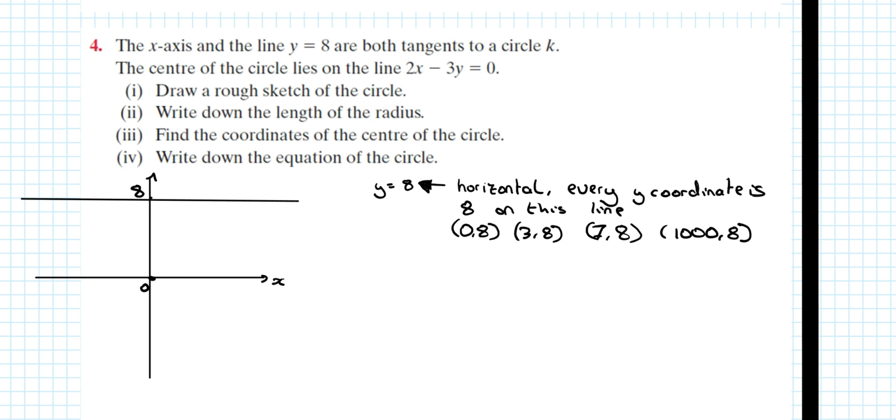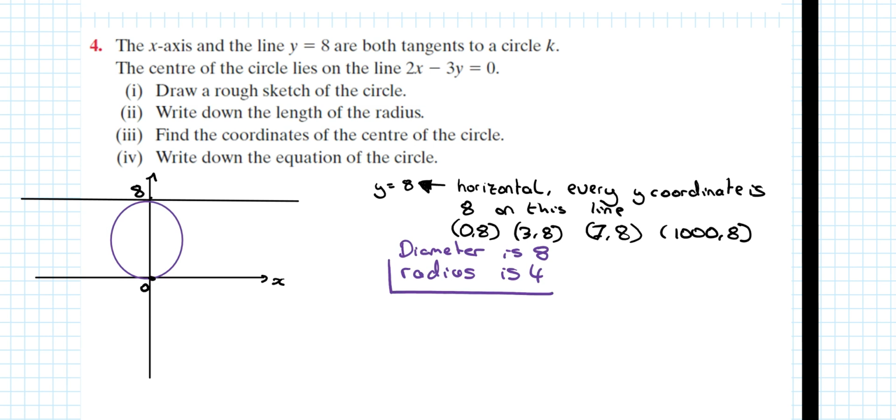Okay, well, if both of those are tangents, that means the circle must fit in somewhere perfectly. It's either perfectly inside there, perfectly inside it there, perfectly inside it there. I don't know, but it's somewhere in there. So we know the diameter is 8, which the knock-on effect means the radius is 4.